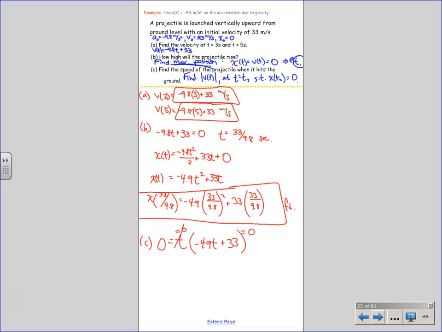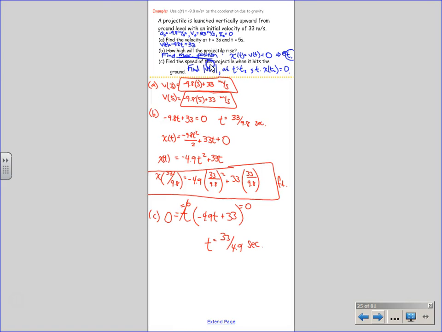Solve. Subtract 33, divide by negative 4.9. So t is equal to 33 over 4.9 seconds. What do I do with that time? That's not what they were asking for. It's necessary. Plug it in where? Velocity. So the absolute value of velocity. My velocity function is where? There it is. Negative 9.8 times 33 all over 4.9 plus 33.